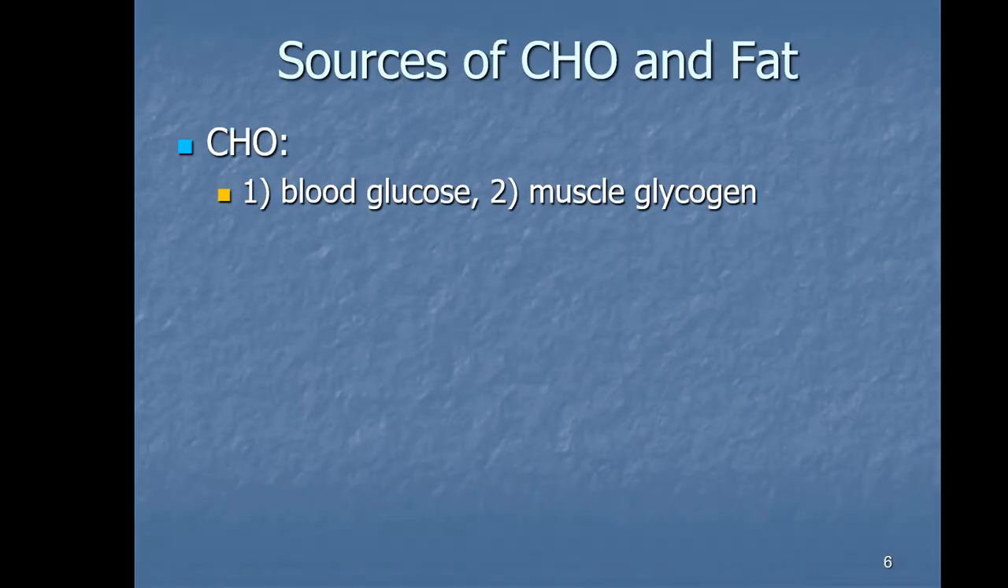As far as the sources of carbohydrate and fat, we'll break carbohydrate down into two major sources. You can either use what's already in the muscle, and we'll call that muscle glycogen, or you can get glucose from out in the blood plasma, and that could be glucose coming from the liver that's taken out of the liver and transported in the blood. But then remember, you have to get that glucose into the muscle cell.